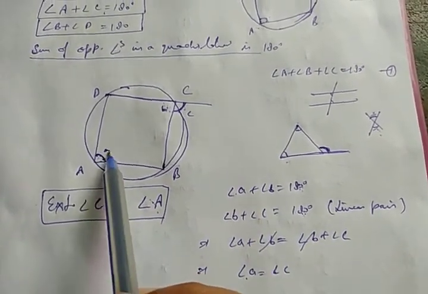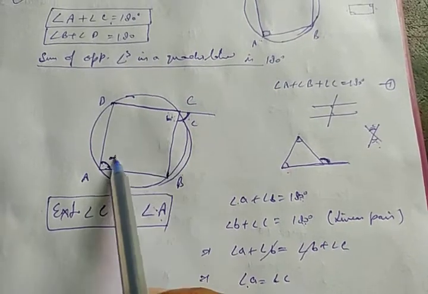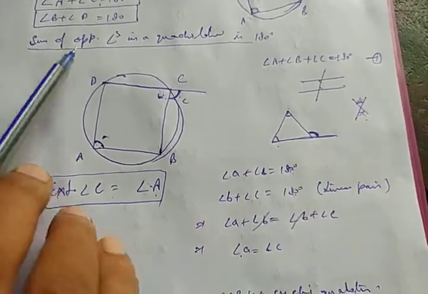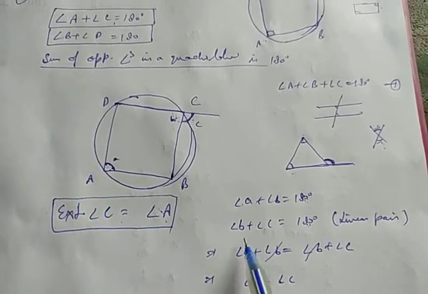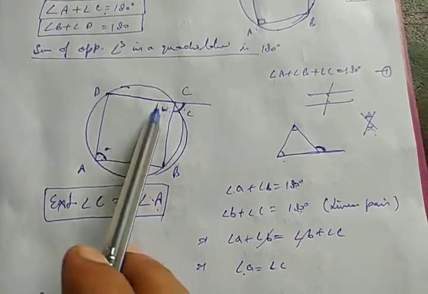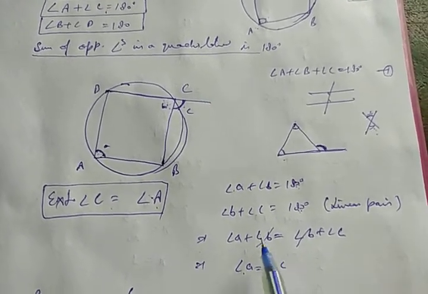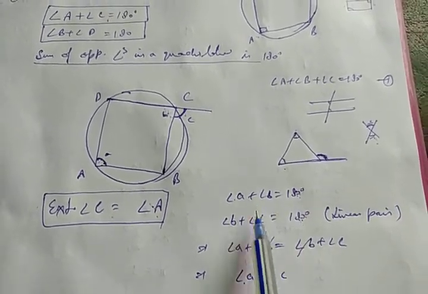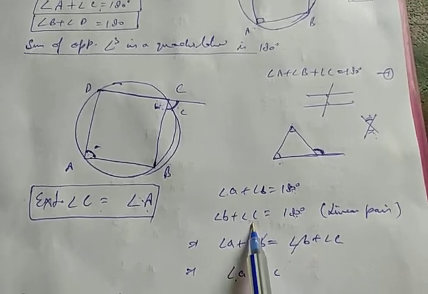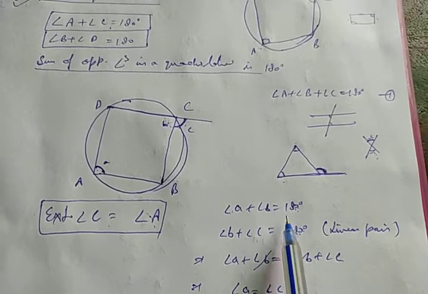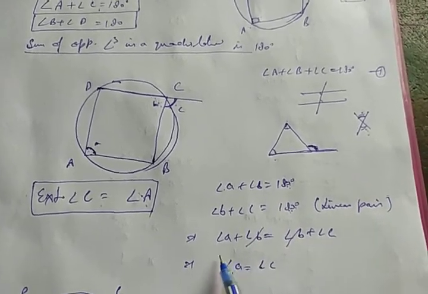So I am taking angle A, this B and C. Angle A plus B will be equal to 180 because of this property I have told here. Angle B plus C is 180 due to the linear pair. This property you know already. When RHS is equal, LHS will also be equal. This is a fundamental concept. When one side of two statements is equal, the other side will also be equal.